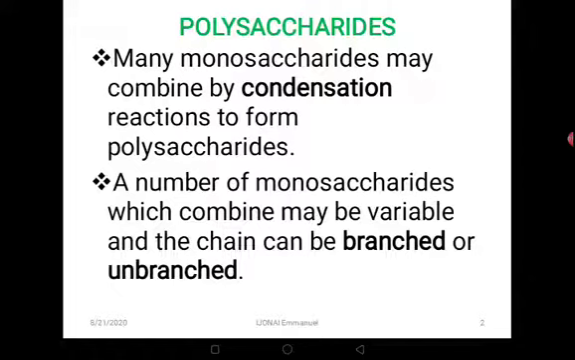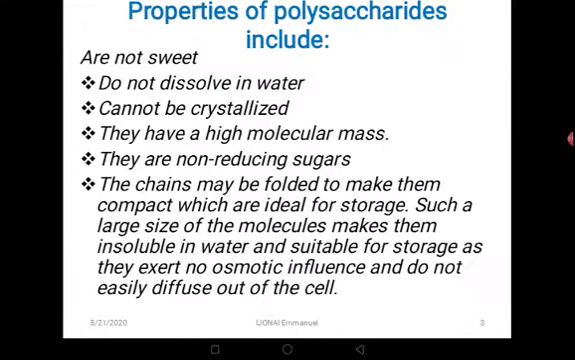The number of monosaccharides which combine to form a polysaccharide may vary in number. They may also be branched. In some polysaccharides, the monomers are branched, or in some cases they are not branched, they are unbranched. We shall see that a little bit later on. But for now, let's look at the properties of polysaccharides.